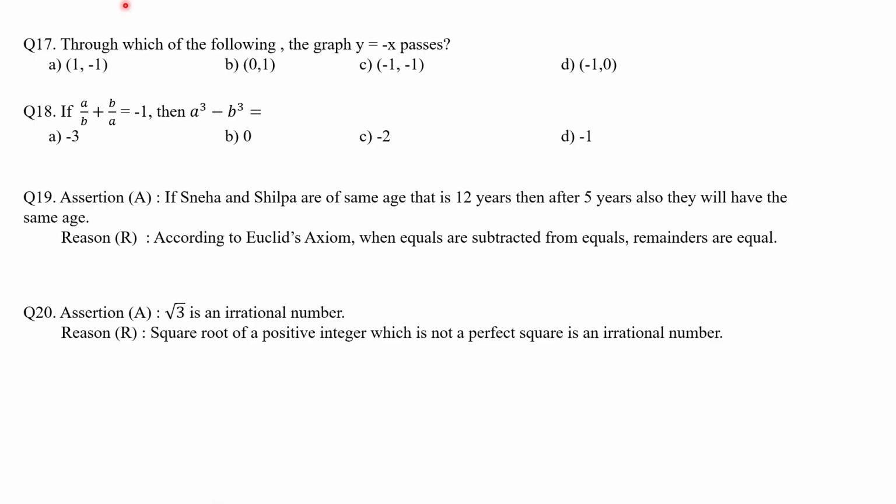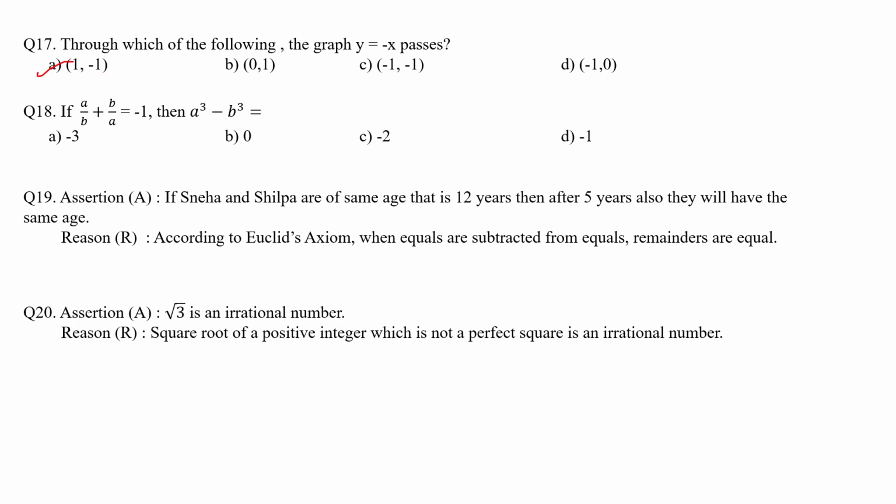Now question number 17 is: through which of the following does the graph y equal to minus x pass? So if you can see here, y and x have the same value, but the sign is not the same, isn't it? Y is positive, x is negative. So just look for the coordinate where the numerical value of x and y is the same, but there is a change in the sign. So the first one you can see is 1 comma minus 1, and you can check, put the value of x as 1 here. So we get y as minus 1 and here y is minus 1. So from here I can say A is the correct option.